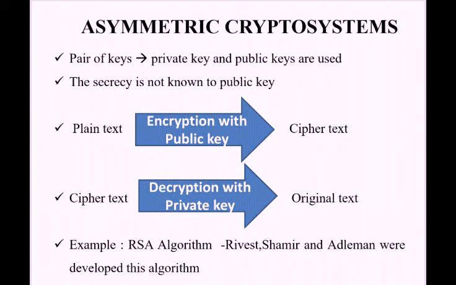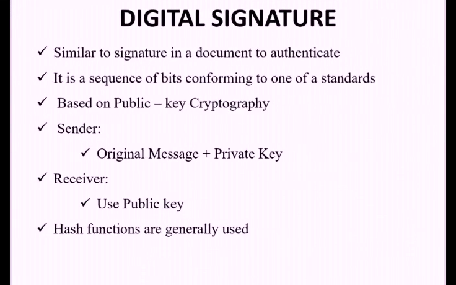Next, we have a discussion about digital signature. Now let me explain digital signature. A digital signature is similar to a signature in a document to authenticate. Usually, integrity is guaranteed in public key systems by using the digital signature. This is a method of authenticating digital information. The digital signature is itself a sequence of bits conforming to one of a number of standards. Most digital signatures depend on public key cryptography to work.